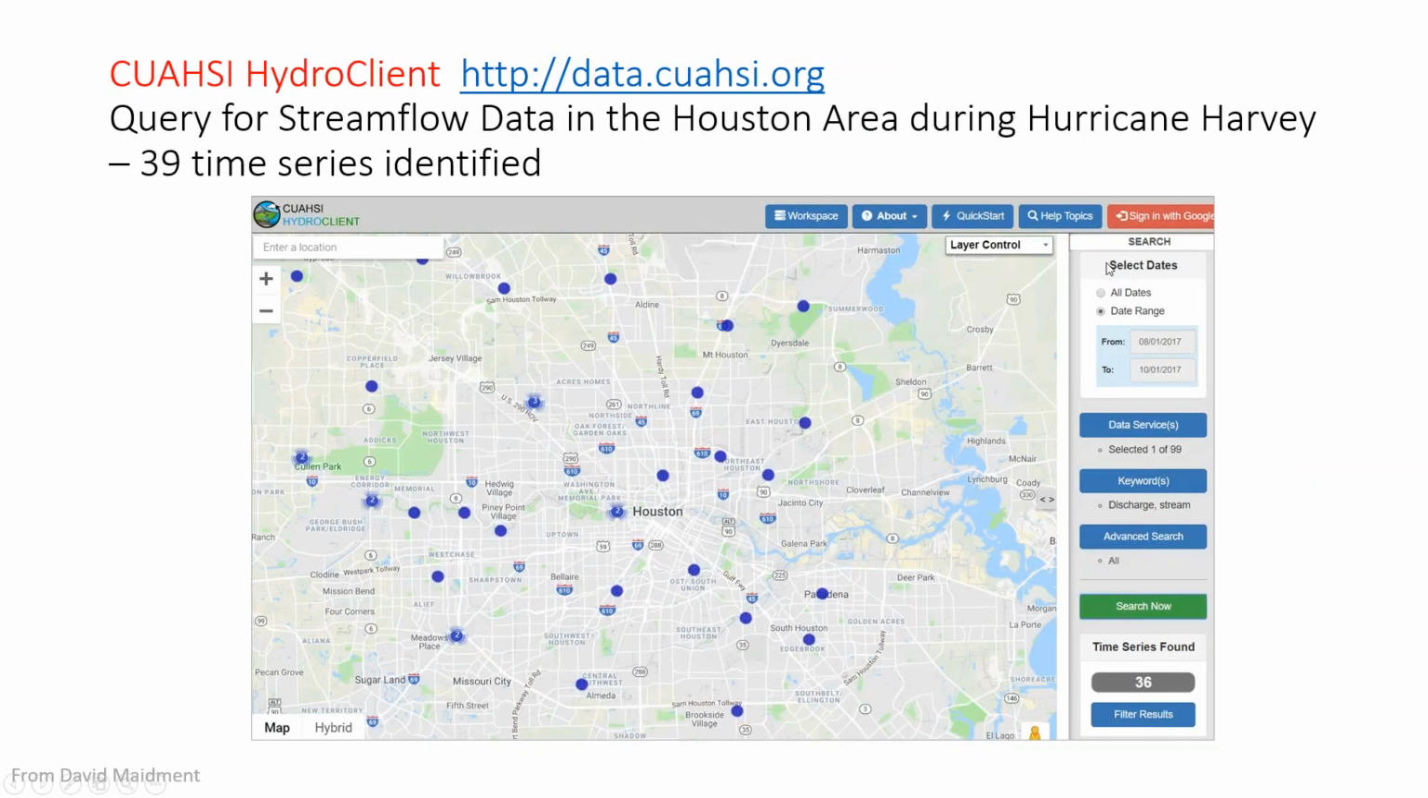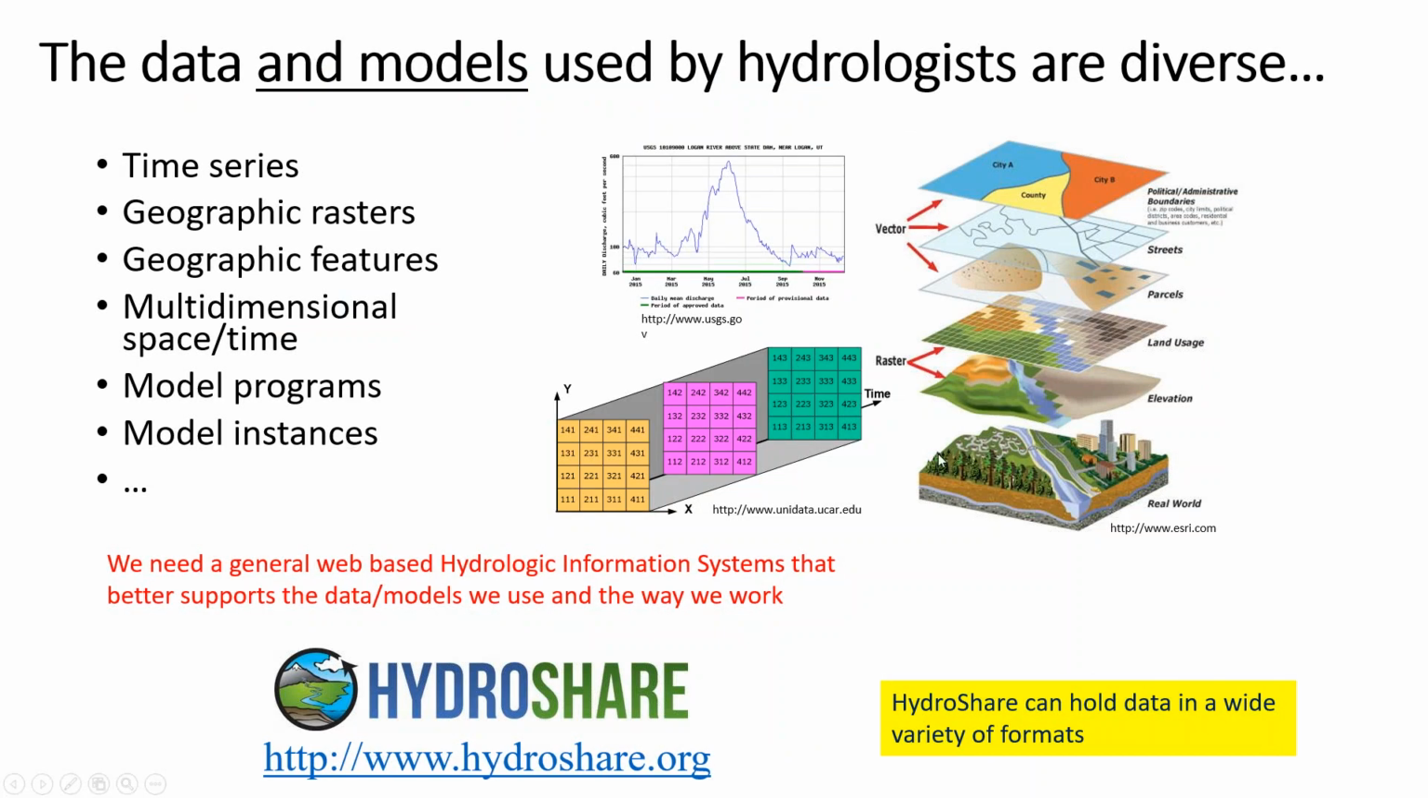Then also in terms of data, coming back to CUAHSI, the sponsors of this class, the HydroClient is streamflow data in the Houston area here. And data.cuahsi.org allows you to access that data. But the data and models used by hydrologists are quite diverse: time series, geographic rasters, geographic features, multidimensional.